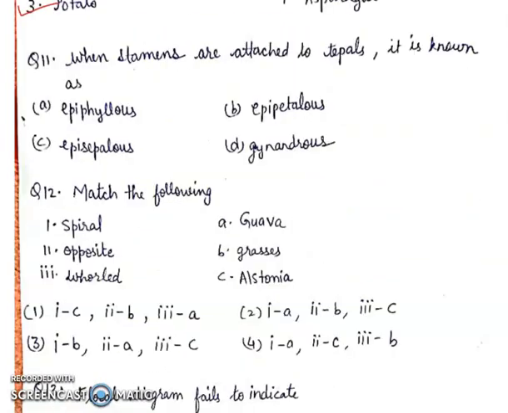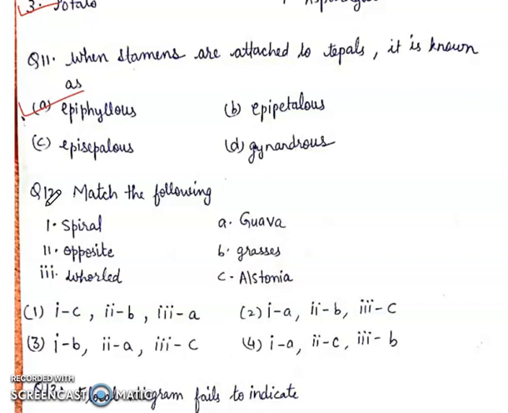Question 11. When stamens are attached to tepals, it is known as A. Epiphyllus, B. Epipetalus, C. Episepalus and D. Gynandrous. Answer will be A. Epiphyllus.